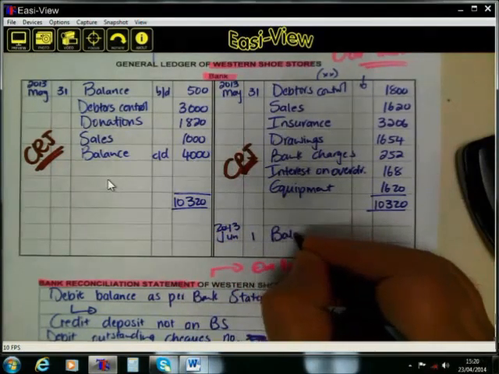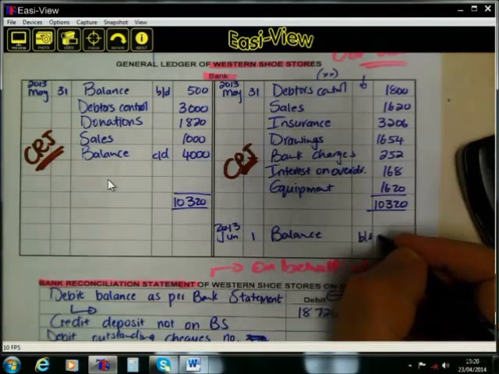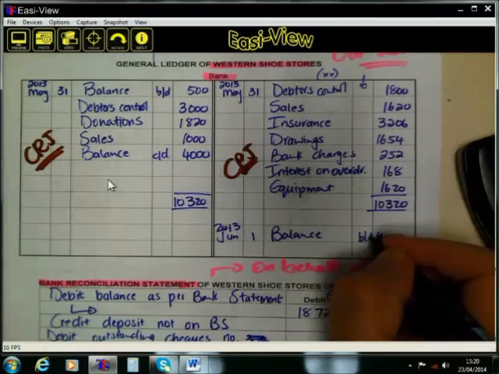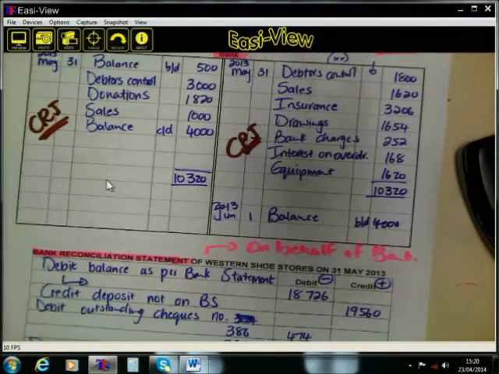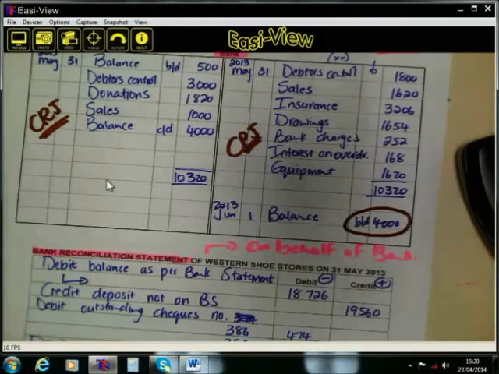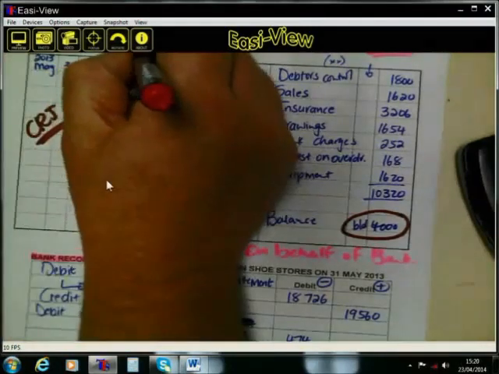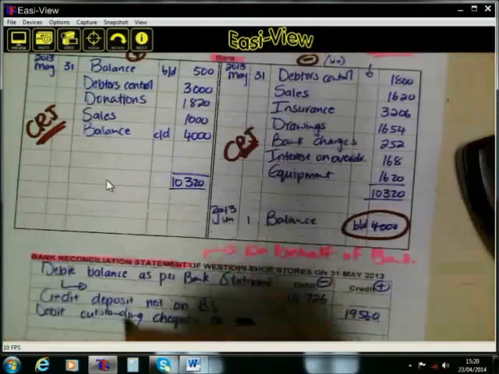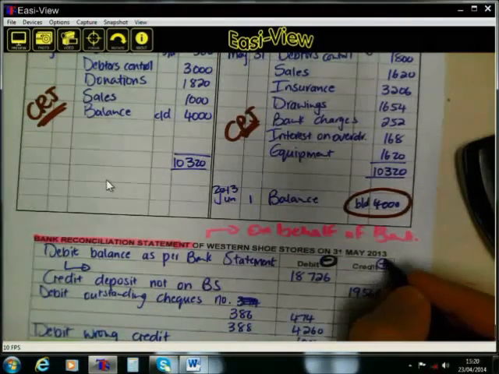Balance brought down. Brought down 4,000 rand. Can you see that we are in an overdraft because the credit side is bigger than the debit side? And now this one is the only one that didn't change. This is a plus, this is a minus. This changed from the bank to the bank statement. This is a minus, this is a plus.